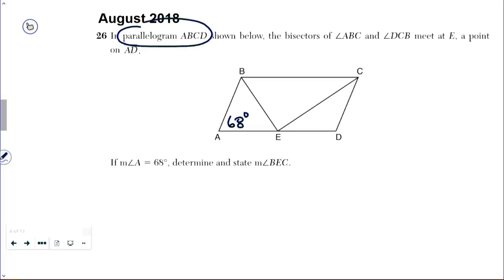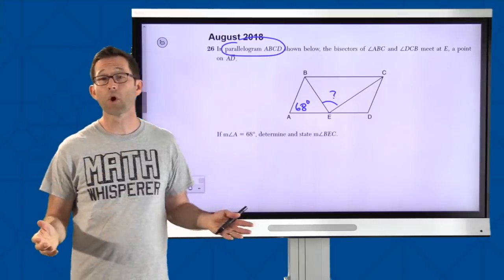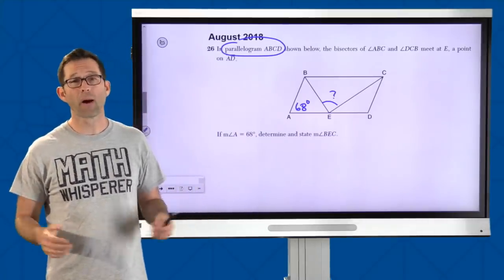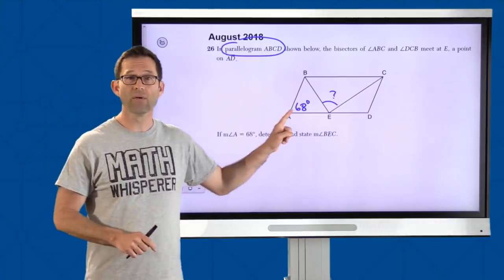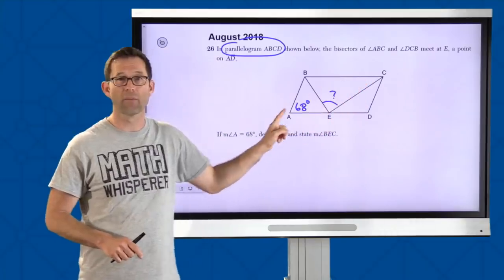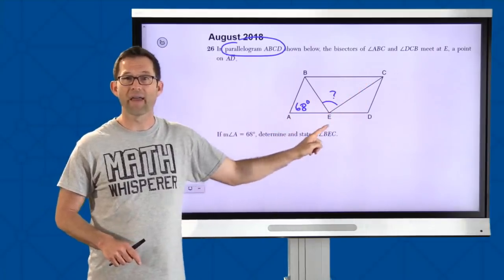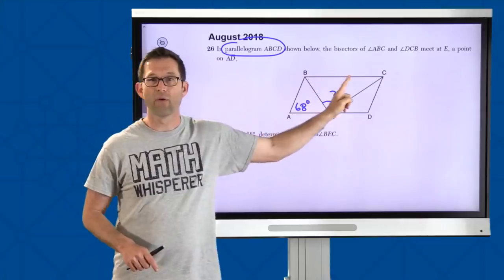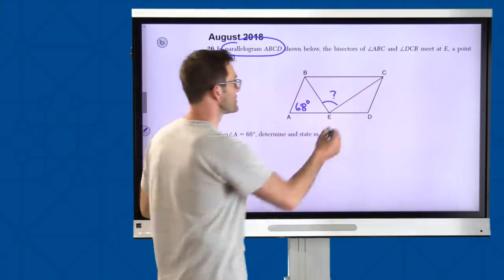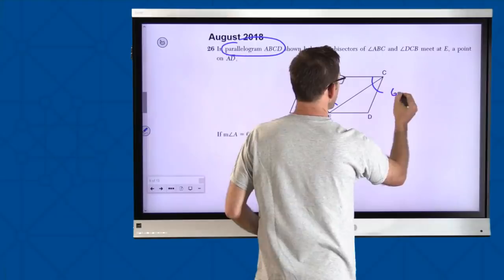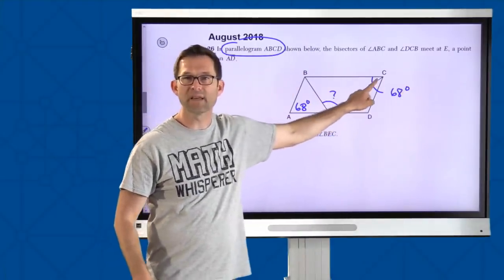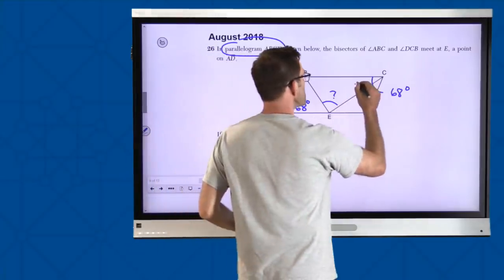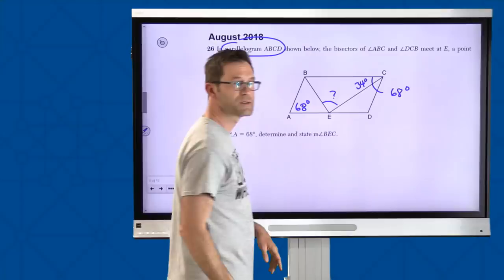All right, that's 68 degrees, and I want that angle. So let's start working it. Okay, well, what are some of the properties of angles of a parallelogram? Well, one thing about parallelograms is that angles that are opposite in the parallelogram are congruent. So if angle A is 68 degrees, then angle BCD is also 68 degrees. This whole thing is 68 degrees. But we're told that EC is the bisector of that angle, which means this angle must be 34 degrees.